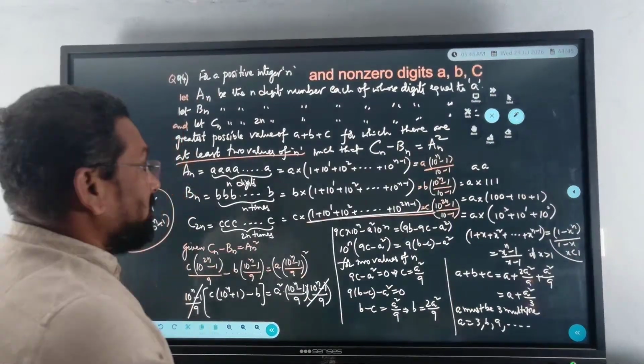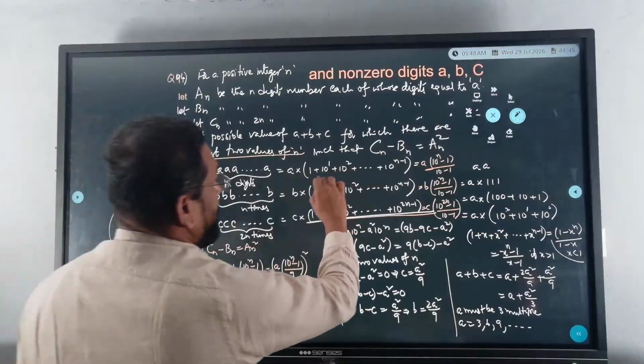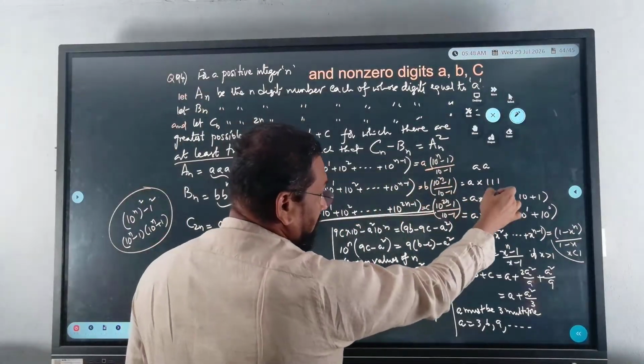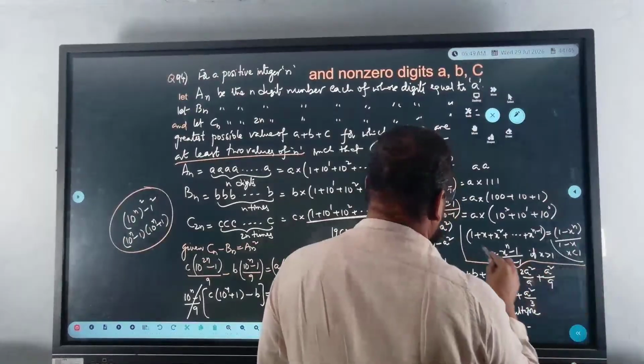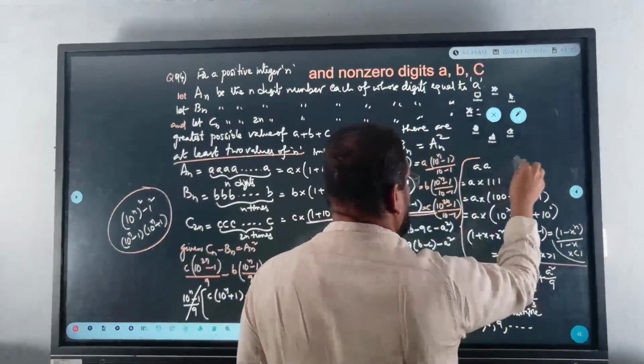So here the concept is this one. Expandable form of a number, and then which formula I have to use here? See, this is the formula we have to use.